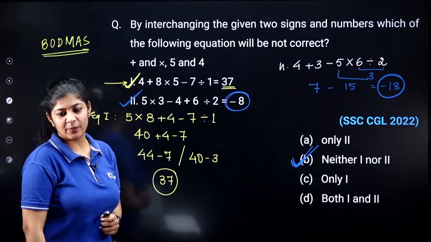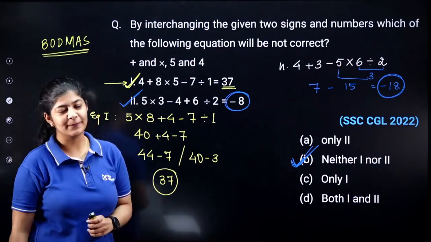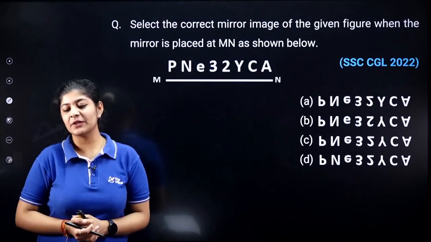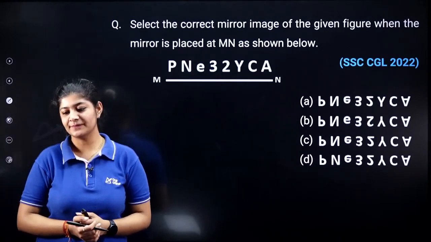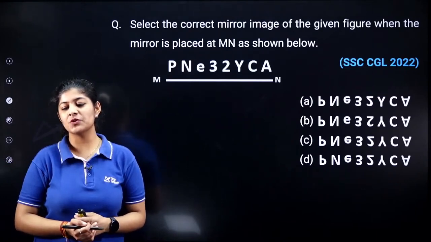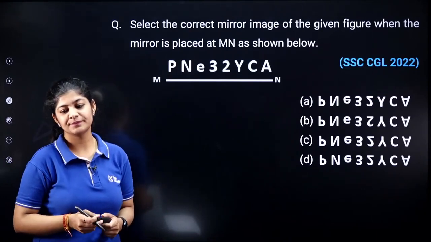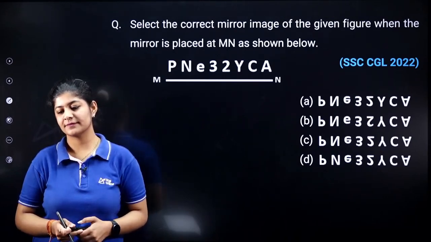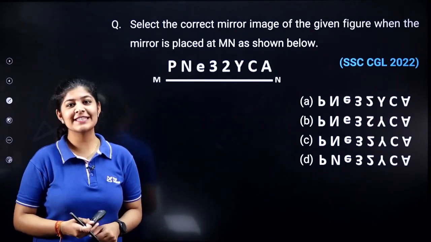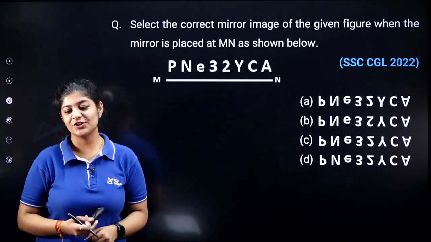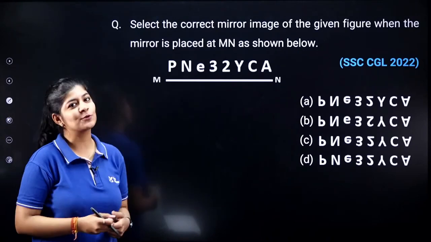Okay, so the correct answer over here is option B, not option D, right? Next one. What is the mirror image that we are getting in this one? These types of mistakes we make in our examination, just like I did in the previous question.